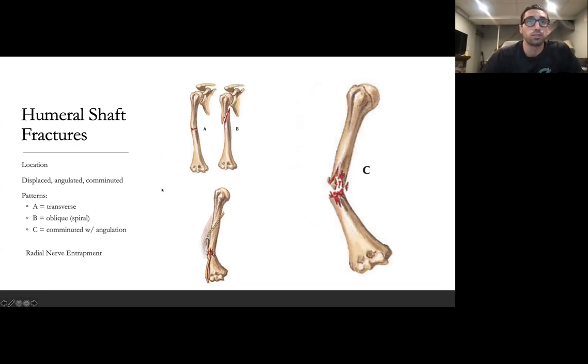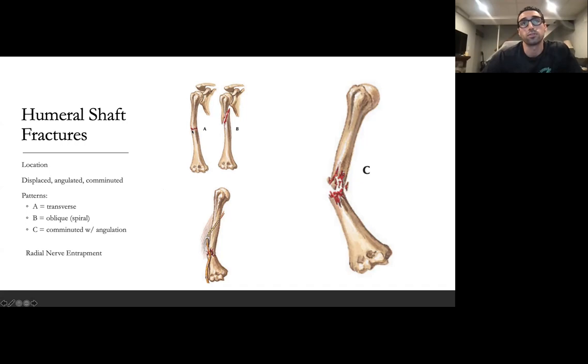And just my last two slides introduce humeral shaft fractures and treatment options. So humeral shaft fractures can be described by location. Here, these are midshaft fractures. So they could be displaced, they could be angulated, or they could be comminuted. And there's a couple patterns that are depicted here with these images.